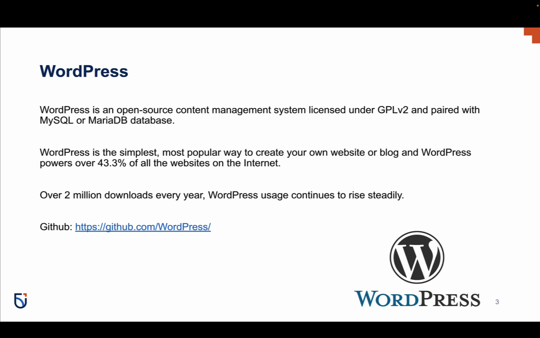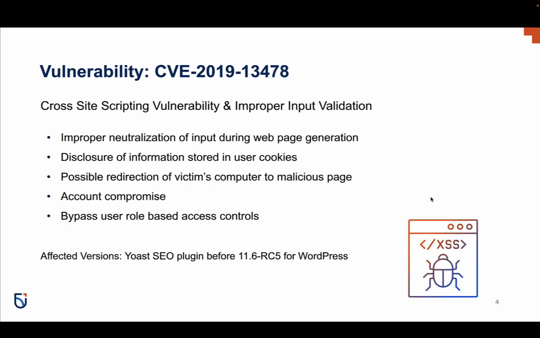growing very fast. And the reason we picked Yoast and its vulnerability is I have used WordPress and Yoast in the past, and I'm very interested in making sure these open source platforms remain secure. The vulnerability that we are going to look at is CVE-2019-13478.